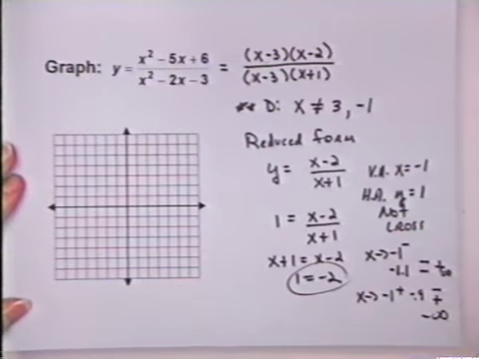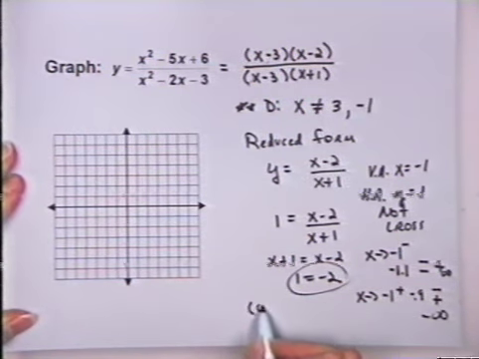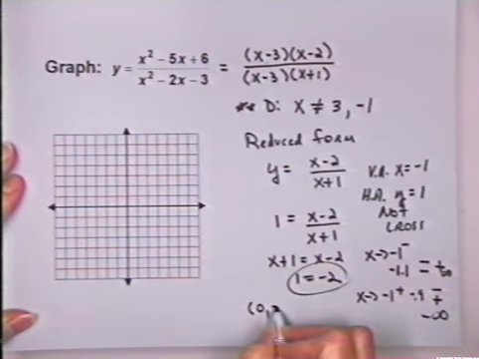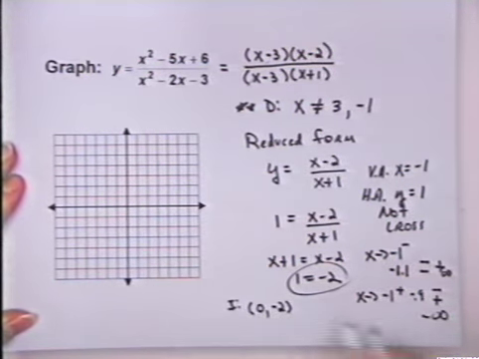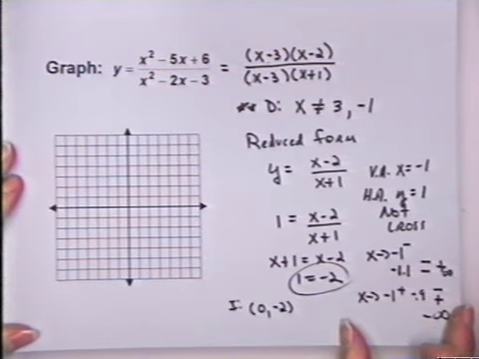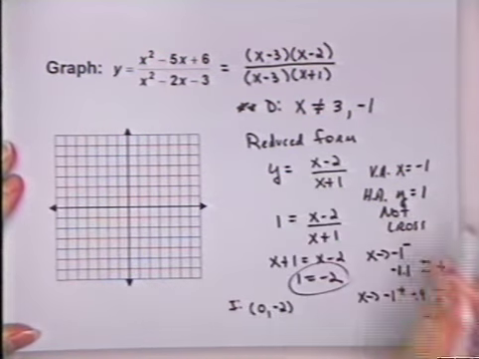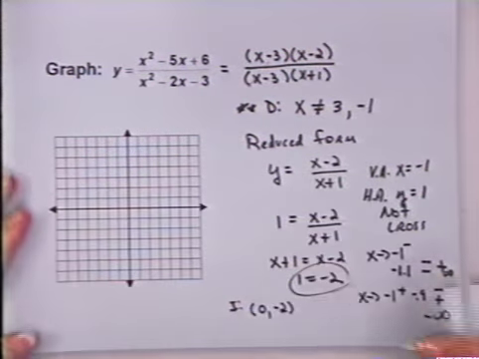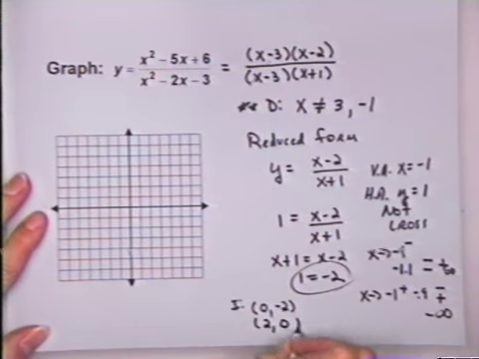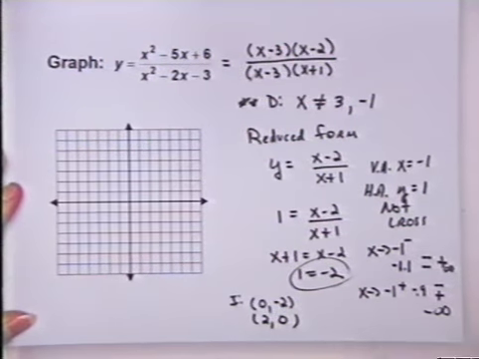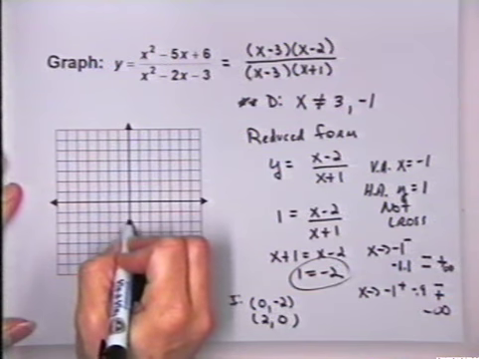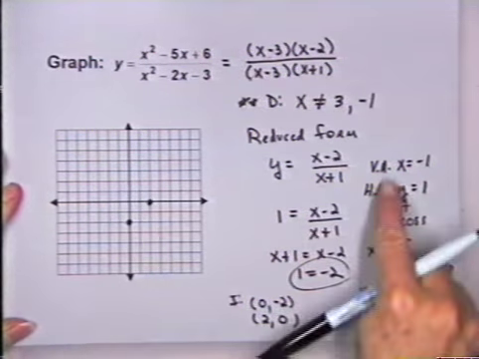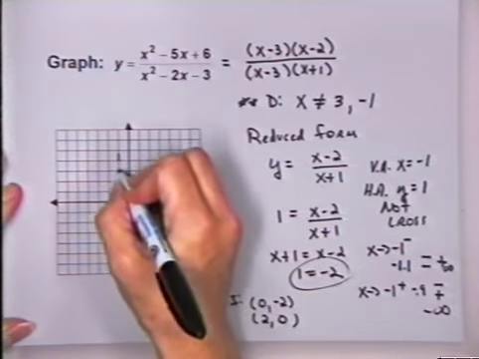Notice also, if I choose x to be 0, I get negative 2 over 1. So 0, negative 2 is my intercept. Can I let y be 0 in this reduced form? Can 0 equal the numerator? Yes. If I have a 0 here, then x is 2, isn't it? So I have the point 2, 0. Well, let's see about graphing this stuff. I've got 0, negative 2. I have 2, 0. I have a vertical asymptote at negative 1.